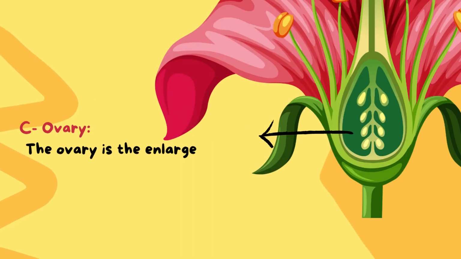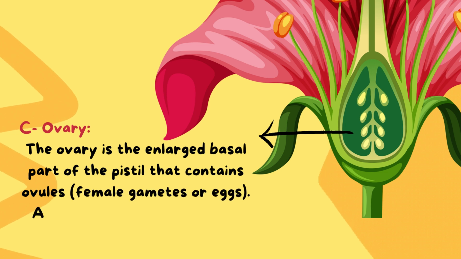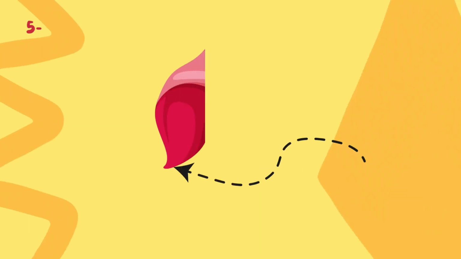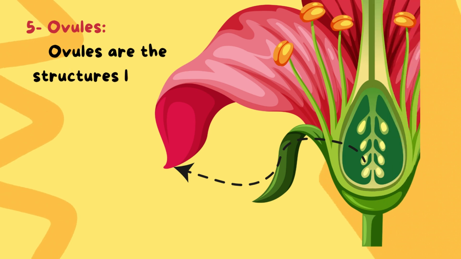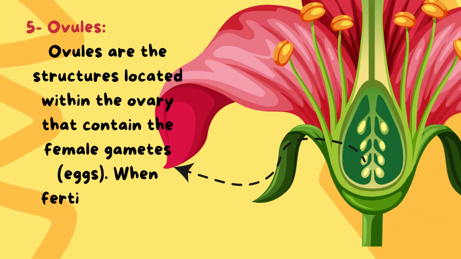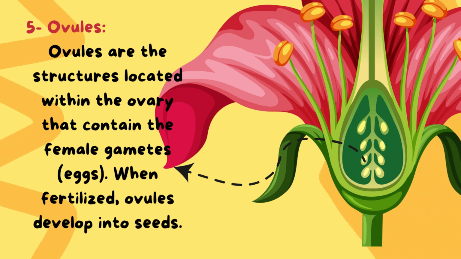Ovary. The ovary is the enlarged basal part of the pistil that contains ovules, female gametes or eggs. After fertilization, the ovary develops into a fruit. Ovules. Ovules are the structures located within the ovary that contain the female gametes, eggs. When fertilized, ovules develop into seeds.